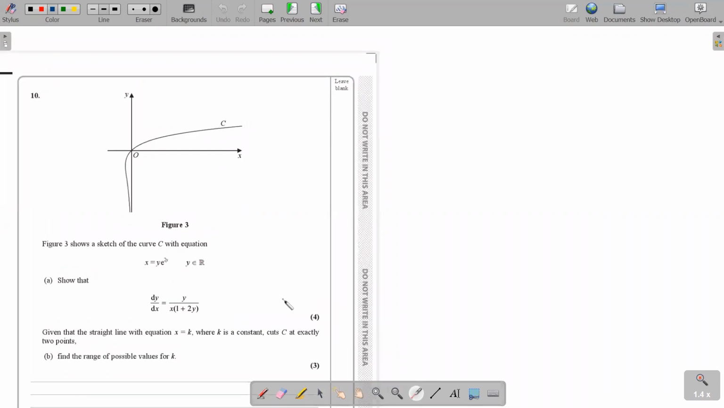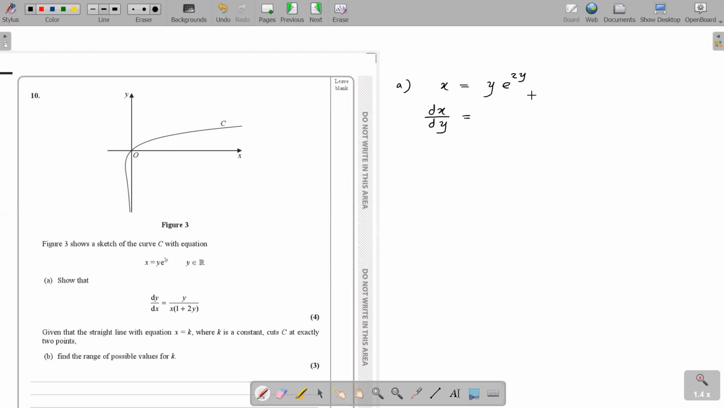Now basically x is already the subject, right? So shall we first get dx by dy? It would be easier to get dx by dy and then convert it to dy by dx. So x equals y times e to the power 2y. When we differentiate here, I'll differentiate with respect to y, getting dx by dy.